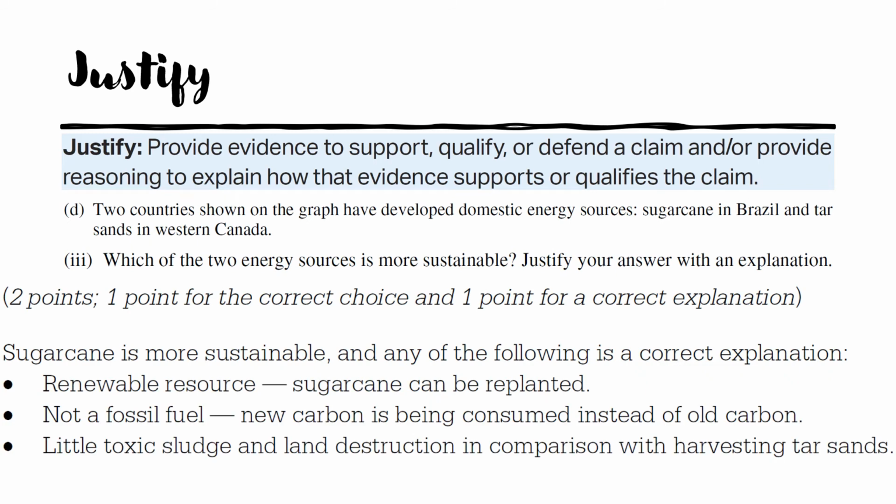So we have here that it's worth 2 points, 1 point for the correct choice and another point for the correct explanation. So that you guys can see, we need to have an answer and justify it or give an explanation to why that is correct. So the correct answer accepted by College Board was that sugarcane is more sustainable, and any of the following explanations would be correct. It is considered to be a renewable resource. Sugarcane can be replanted. Sugarcane is not a fossil fuel, so new carbon is being consumed instead of old carbon. And finally, little toxic sludge and land destruction in comparison with harvesting tar sands.